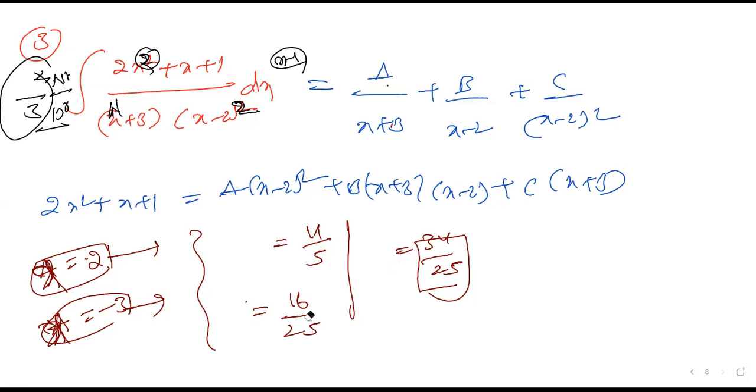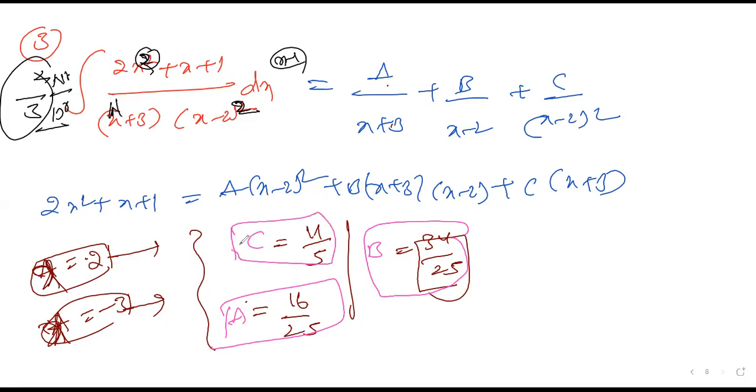I think so. The value of a I'm expecting is 16 by 25. This is the value of a. I got exact right now. The value of b is 34 by 25. The value of c is 11 by 15. This is correct now. These answers you can copy. You can easily understand. Now it's clear?